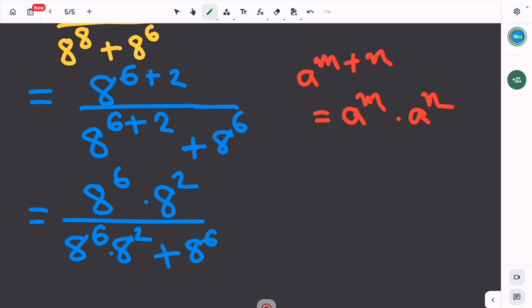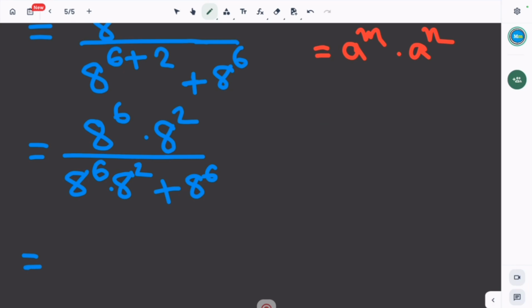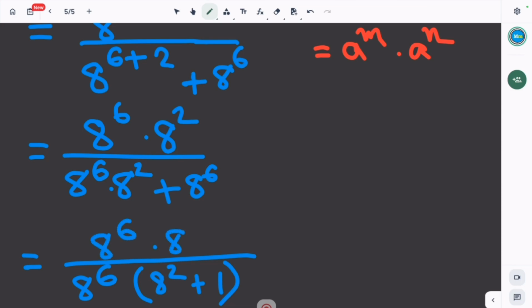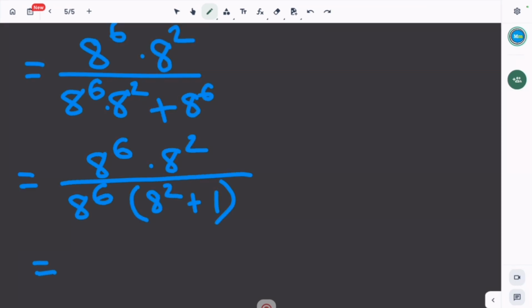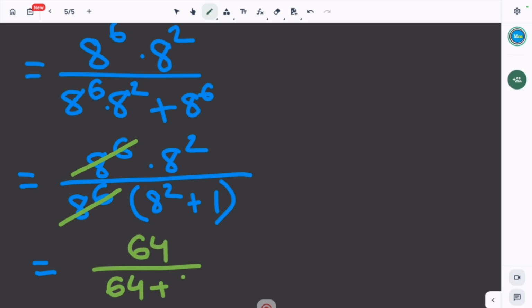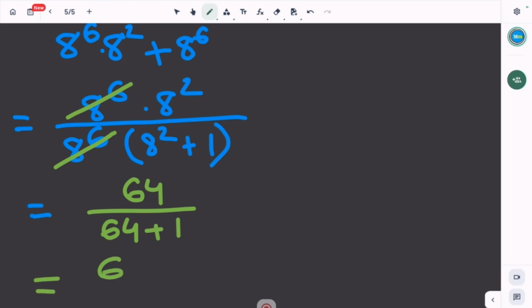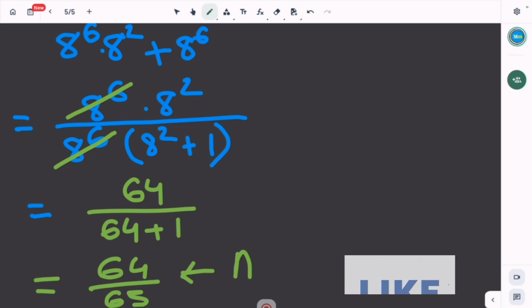to the power 6. Taking 8 to the power 6 common in the denominator, we get 8 to the power 6, 8 square plus 1. And in the numerator, as it is 8 to the power 6 into 8 square equals to, so here 8 to the power 6, 8 to the power 6 gets cancelled, equals to 8 square becomes 64 divided by 64 plus 1 equals to 64 divided by 65. This is the answer, guys.